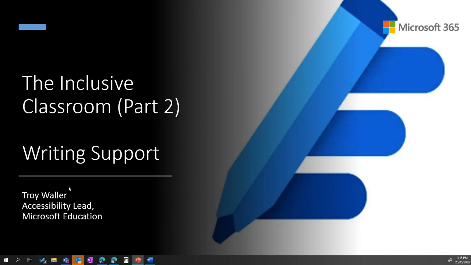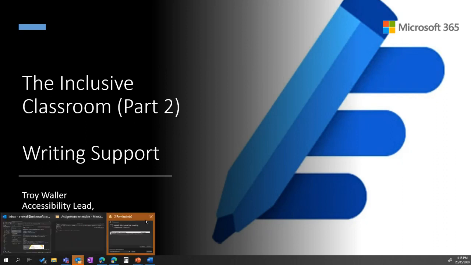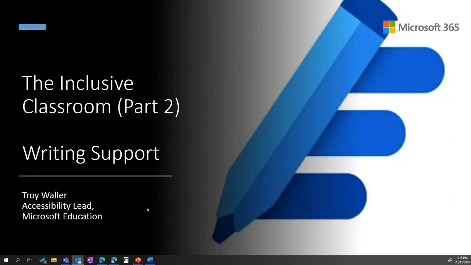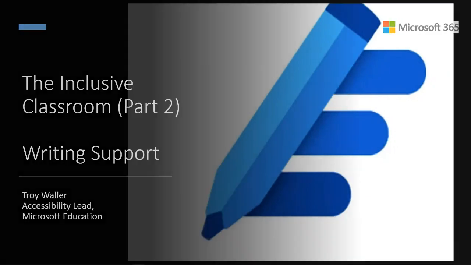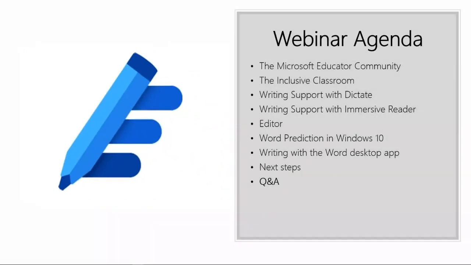So today, as I said, we're going to be focusing on writing in particular. I'm going to jump over here into our agenda. We're going to first look at the Microsoft Educator Community and play around there a little bit, and tell you some of the cool things that are in there for you, but we've laboured on that in a lot of our other webinars. We're going to look at the inclusive classroom again and how we at Microsoft define that, but then we're going to start jumping into why you're here, which is looking specifically at writing support with Dictate.